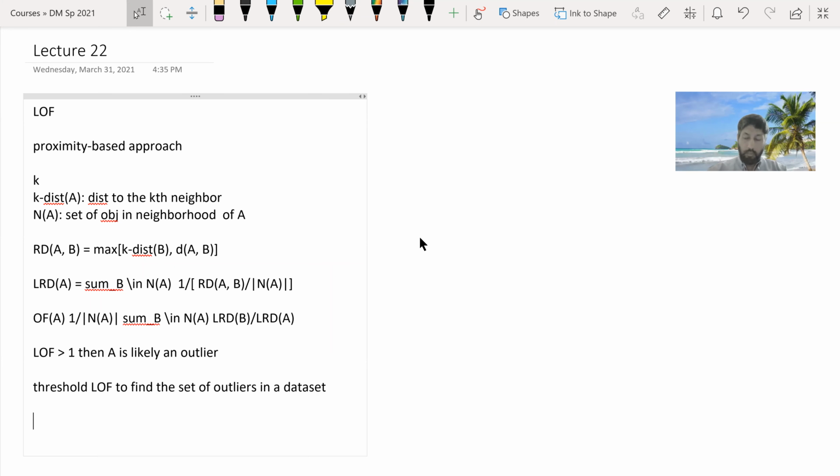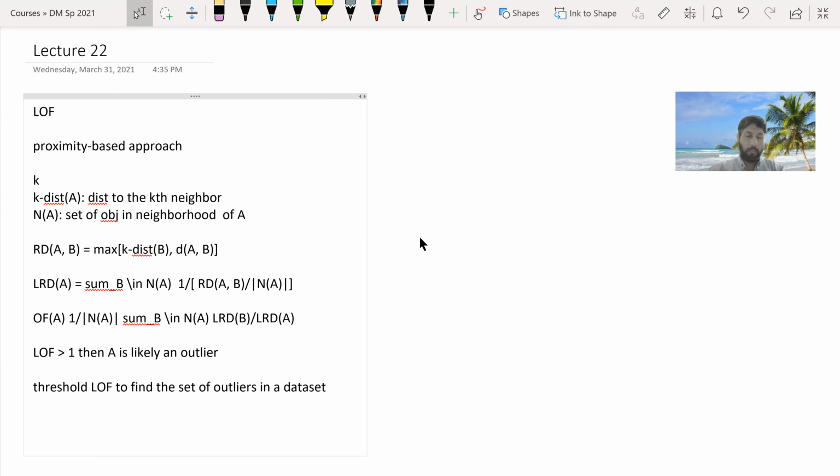So this was the LOF technique, which, as I said, is based on proximity and uses the K nearest neighbor concept, considers local density of objects, and as such, it can handle data sets with varying densities. And as such, it is also less prone to parameters. The parameter here, of course, is the K.